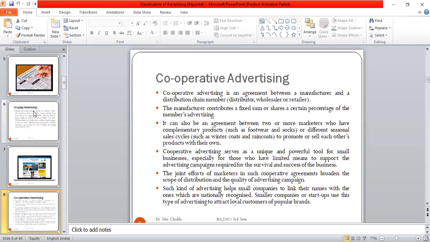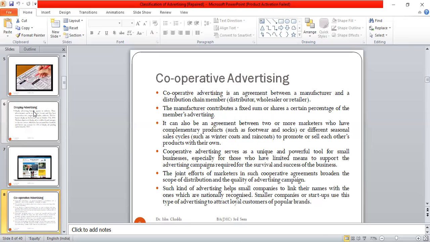The manufacturer contributes a fixed sum or shares a certain percentage of the member's advertising. The manufacturer charges some share because he wants to advertise his product. It can also be an agreement between two or more marketers who have complementary products, such as footwear and socks, or different seasonal sales, such as winter coats and raincoats. Might be you are going to purchase some footwear and you are also getting socks. In Bata premises, you must have seen there are a number of footwear, but now accessories are also given with the footwear.